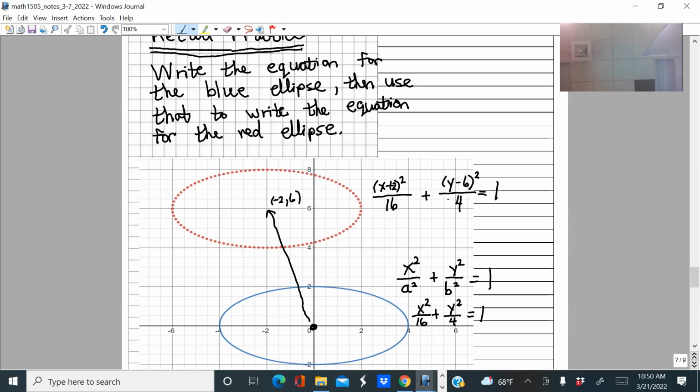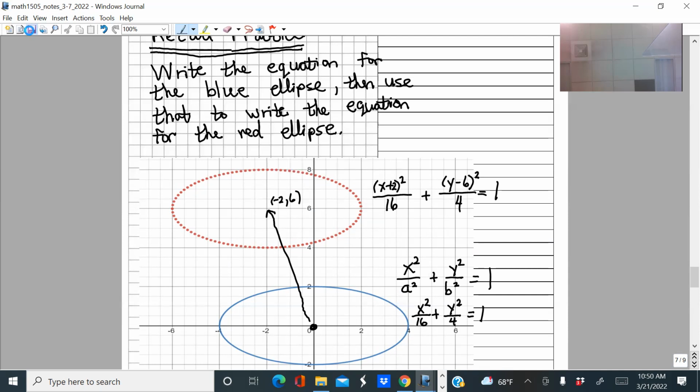Not that hard to write down the formula for that transformed ellipse. All right. Let me save that.